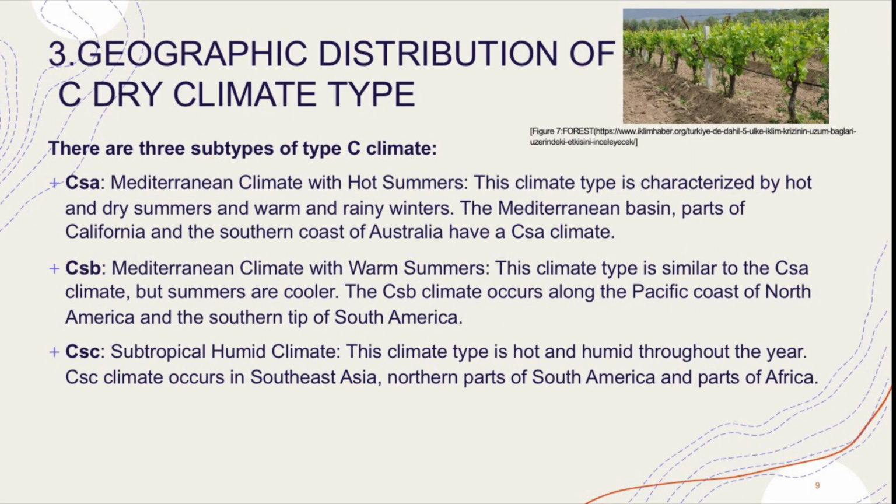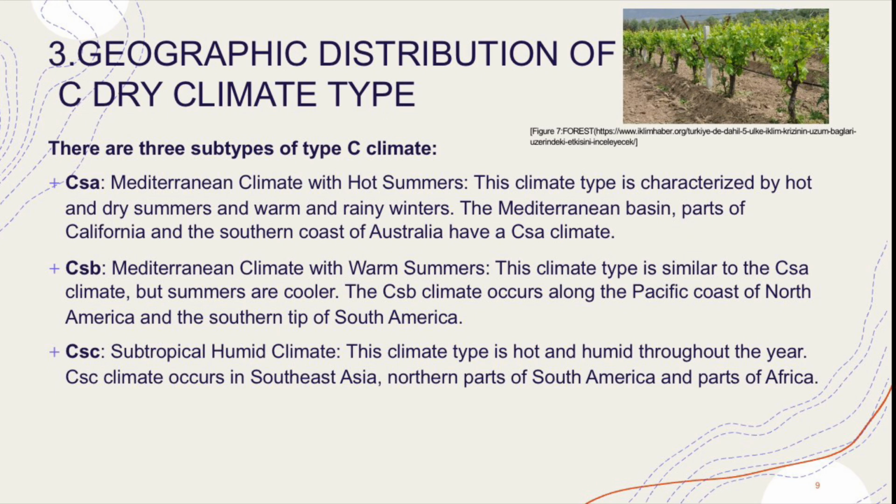Geographic distribution of C climate type. There are 3 subtypes of type C climate. CSA, Mediterranean climate with hot summers. This climate type is characterized by hot and dry summers and warm and rainy winters. The Mediterranean basin, parts of California, and the southern coast of Australia have a CSA climate.